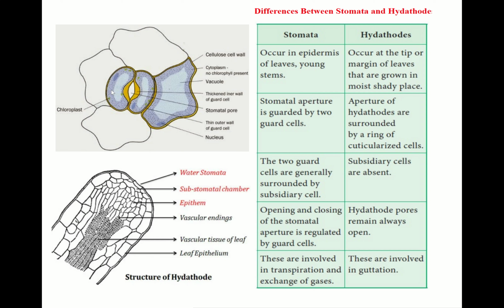We have also discussed the structure of the stomata, wherein the stomatal aperture is guarded by two guard cells. Whereas this is the hydathode, also called a water stoma. As you can see, this is the substomatal chamber and it has vascular endings. This is the vascular tissue of the leaf. And this mass of cells which are present here is called epithem.